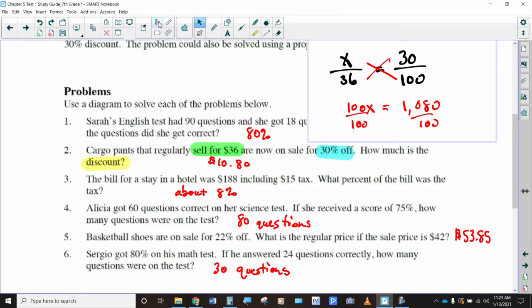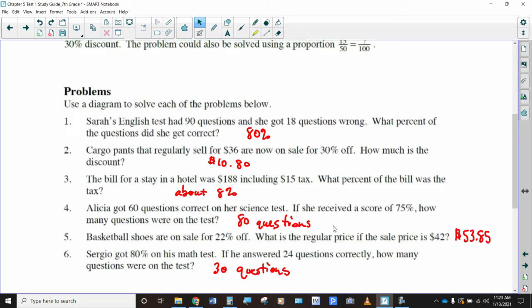Okay, so take all of this, clear that away. These are the rest of the answers. If you have any questions about the rest of it, please contact me and I will help you figure out how to get those answers.